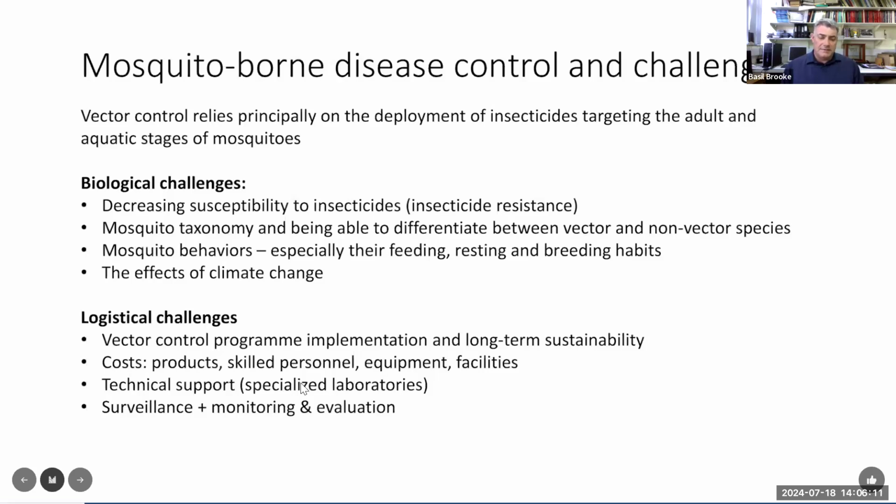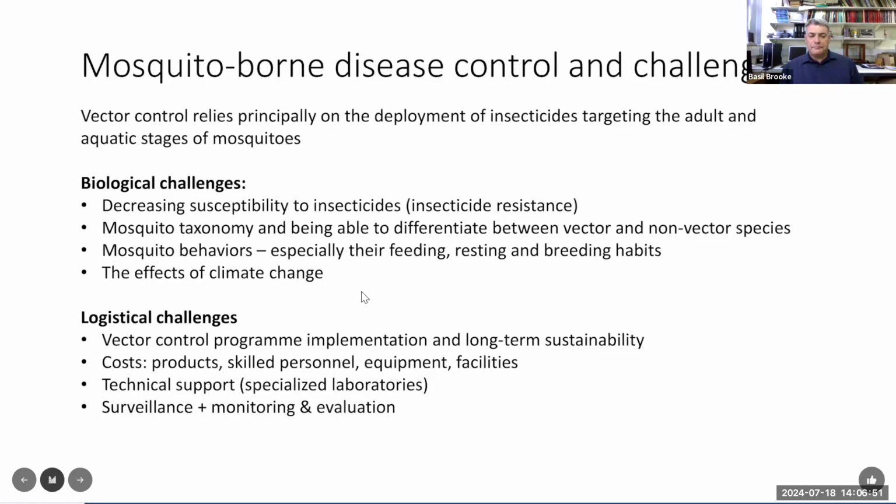We then have to deal with mosquito behaviors, apart from their insecticide resistance, if they have resistance. We need to know a lot about their feeding, resting, and breeding habits, because that gives us information about how best we need to control those mosquitoes. So we need to know, where do they rest once they've taken blood meals? What kinds of water bodies do they breed in? Do they feed indoors primarily, or do some of them feed outdoors? These are important things that we need to know. And then, of course, I'll get to the effects of climate change later, which are mostly biological challenges, at least from the vector control side.